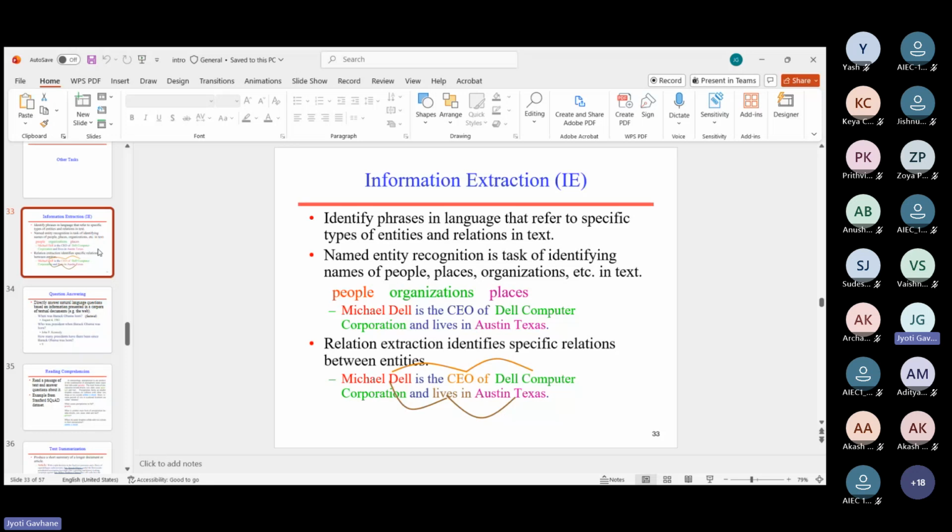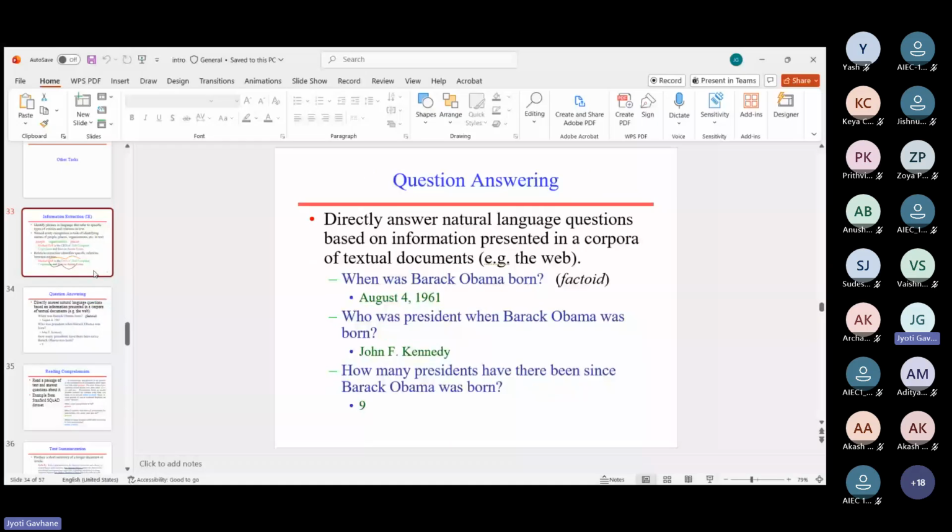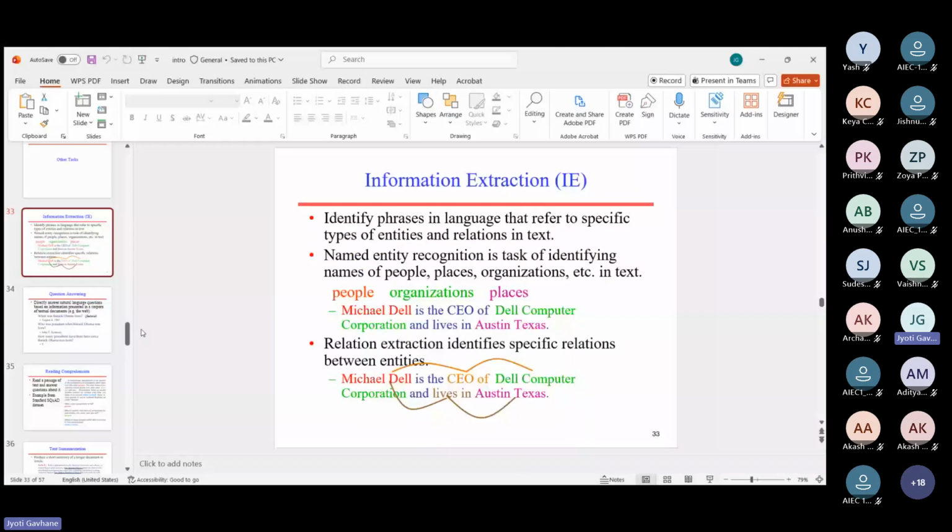It identifies the specific relation between the entities. Through the arrow it has been denoted that Michael Dell is the CEO of Dell, and Michael Dell lives in Texas. So these are some examples of NER, named entity recognition, which is called NER.